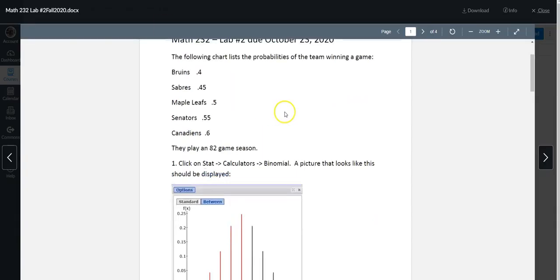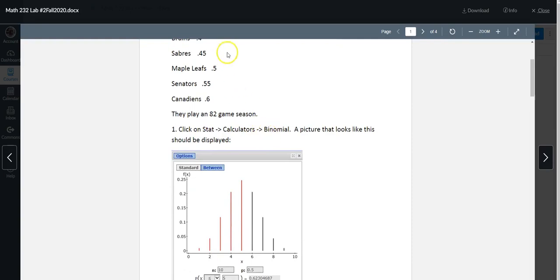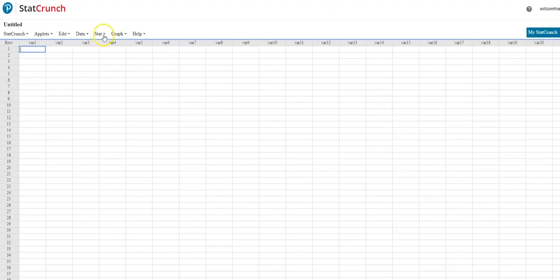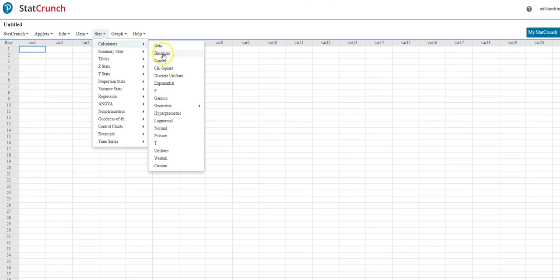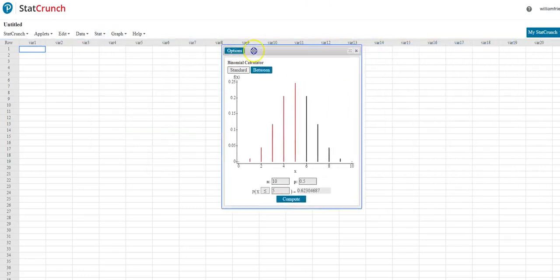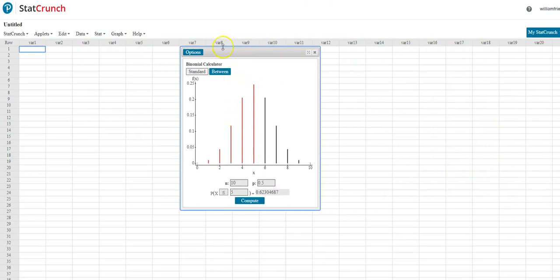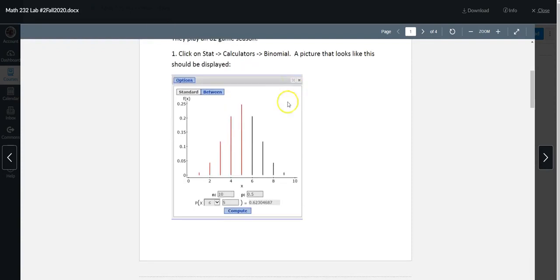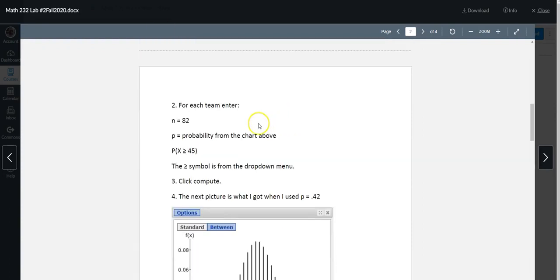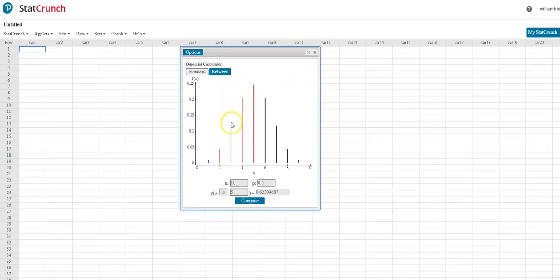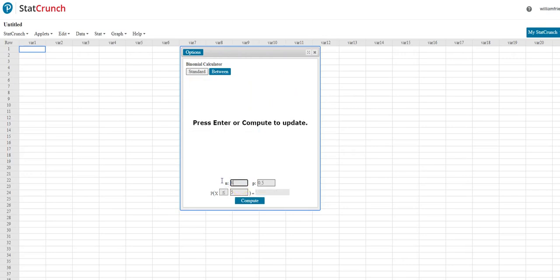Now let me see, what does it say to do? Click Stat, Calculators, Binomial. Okay, there's the binomial calculator. There's what it looked like. So you should get something that looks like that coming up on your screen. Let's see. So there's that picture that I was just talking about. And then for each team, enter n equals 82. So I'm going to enter n equals 82. Notice I'm using the standard calculator here. N equals 82. And then for the p, that's the probability of success.